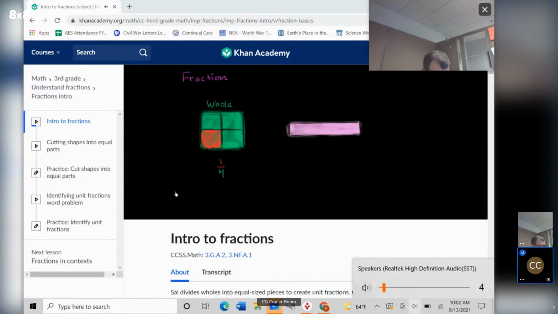Now let's put another one this time. Divide the whole part into equal parts. I will have parts. Now I'm going to select one of them. That will represent one.